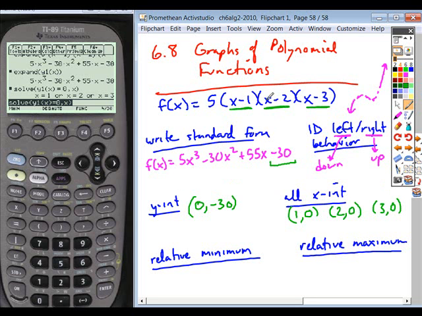Okay? Again, if you want to confirm it, or if you're given the standard form to start with, you can substitute it into this same format of solving the function.